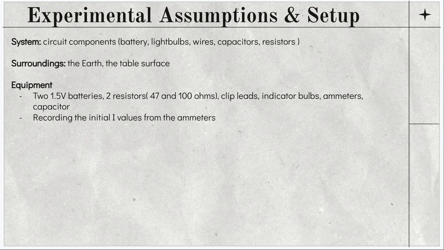Now we're going to the experimental assumptions and setup. We can assume that the system has the circuit components, which are the battery, light bulb, wires, capacitors, and resistors. The surroundings are the earth and the table surface. Now looking at the equipment, we're going to have two 1.5 volt batteries, 2 resistors, clip leads, indicator bulbs, ammeters, and capacitors. And we are going to be recording the initial I values from the ammeters.